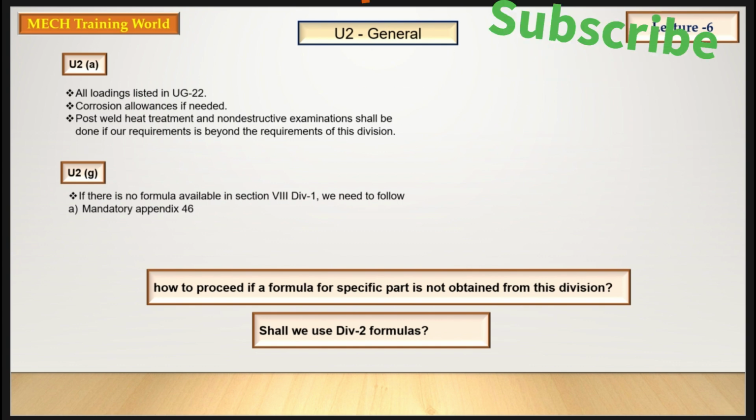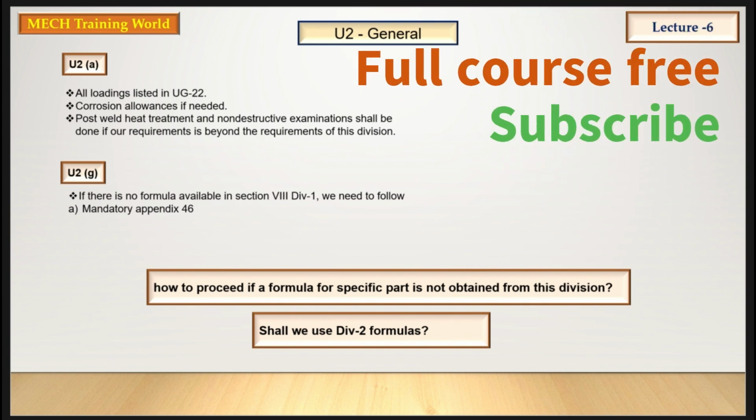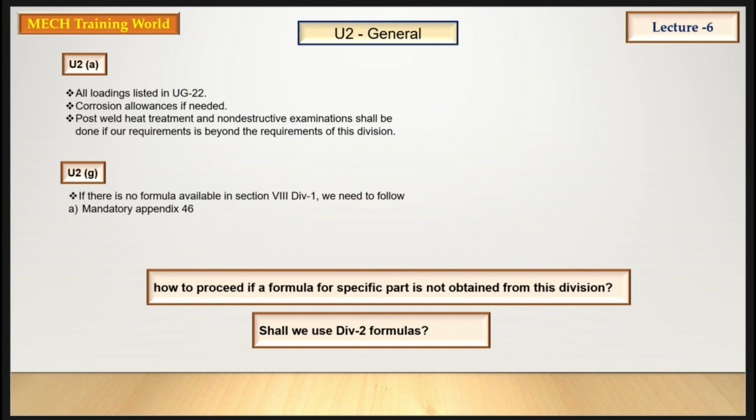The code says that if there is no formula available in Section 8 Division 1, then only we go to Division 2 through Mandatory Appendix 46. Then only we use those Division 2 formulas or finite element analysis methods to compute our thicknesses. Unless Division 1 says you can use Division 2 formulas, we cannot use them. So this is the important note you need to remember.